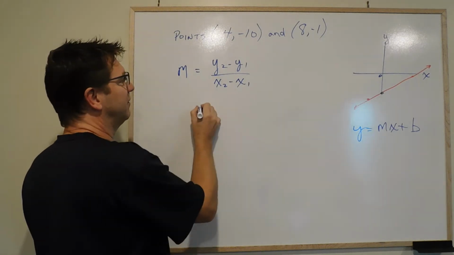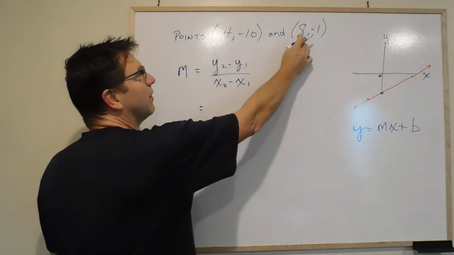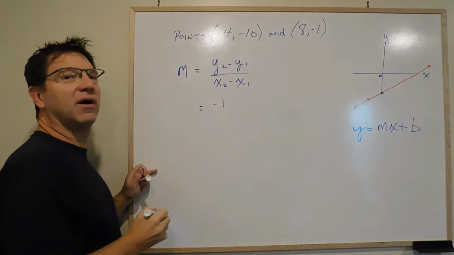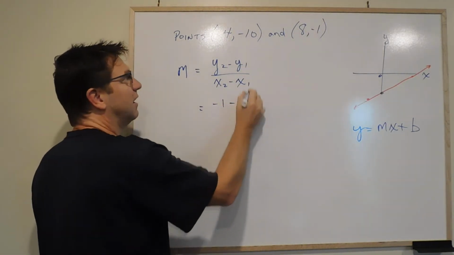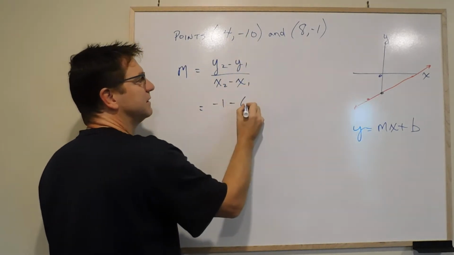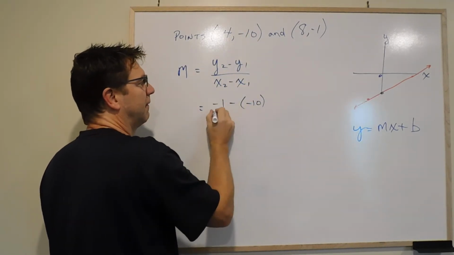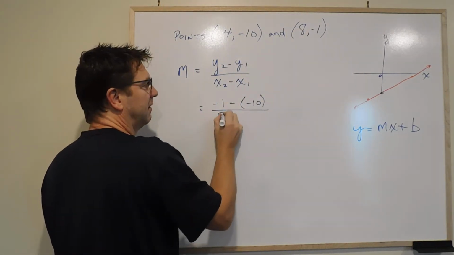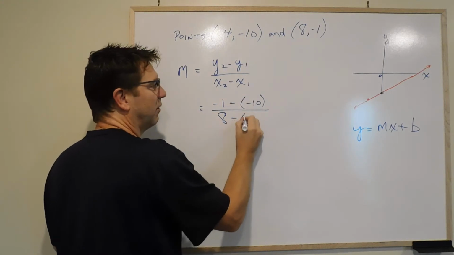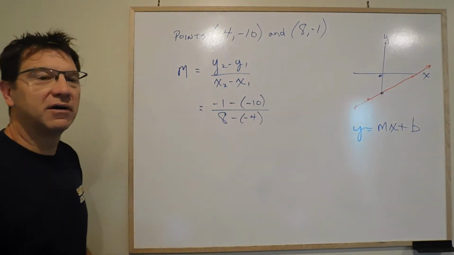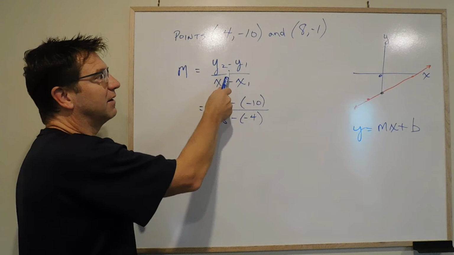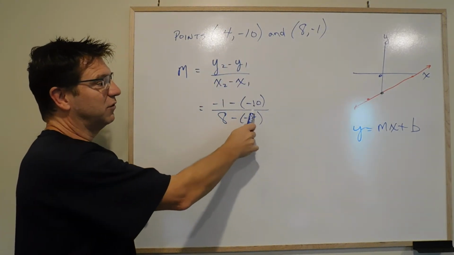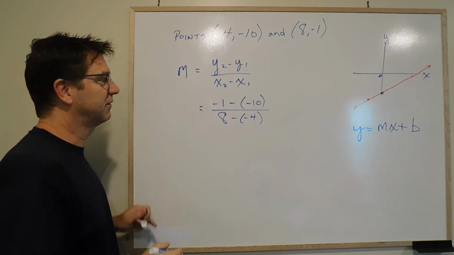So if we do this, this is point 2, that's our y, so our y value in point 2 is -1 minus our y value in point 1, which is -10. Our x value in point 2 is 8 minus our x value in point 1, which is -4. Make sure you're careful. There's a negative in the formula and a negative in the x and y values for the point, so you do get these double negative situations.